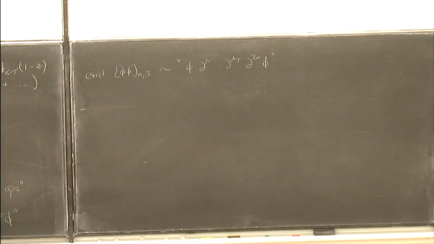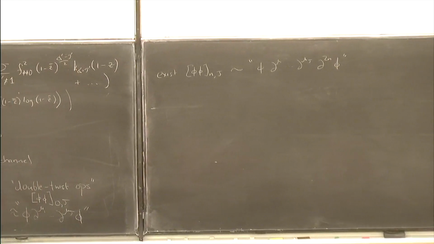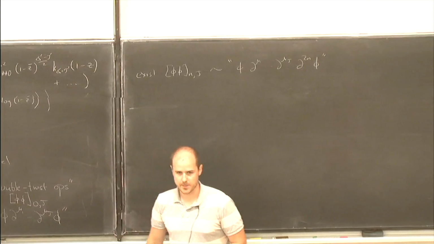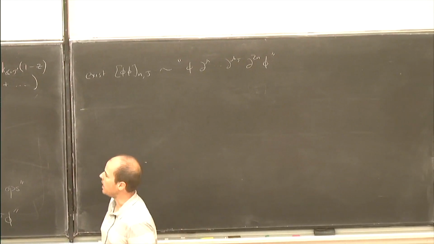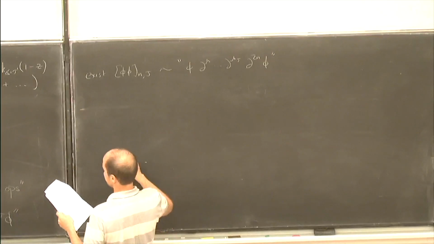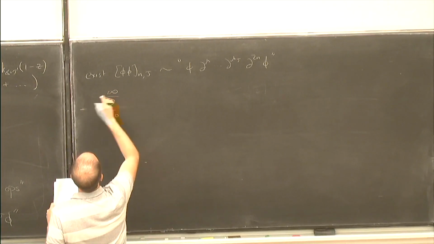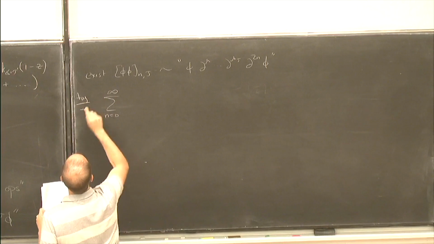Okay, so these arguments here were a little bit fast, so let's try to understand in a bit more detail how these double twist operators can reproduce the T-channel singularity. Here's a nice toy model for what's going on. So let's consider the sum. This is a toy example.